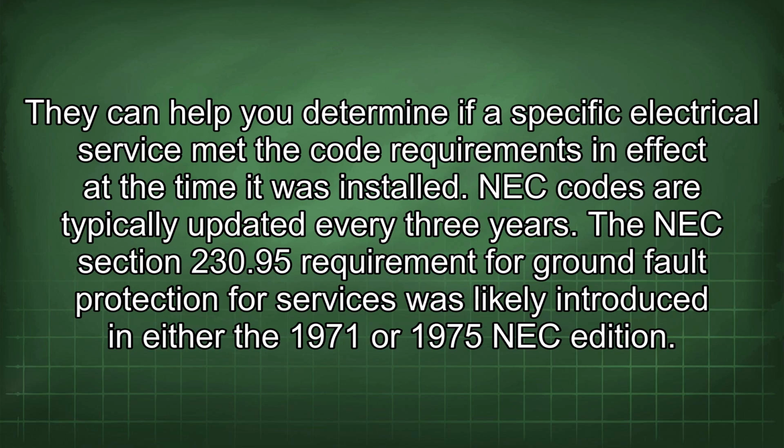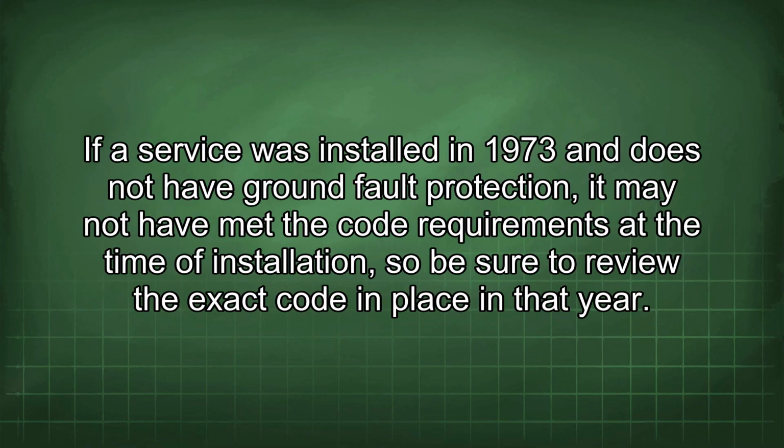The NEC Section 230.95 requirement for ground fault protection for services was likely introduced in either the 1971 or 1975 NEC edition. If a service was installed in 1973 and does not have ground fault protection, it may not have met the code requirements at the time of installation, so be sure to review the exact code in place in that year.